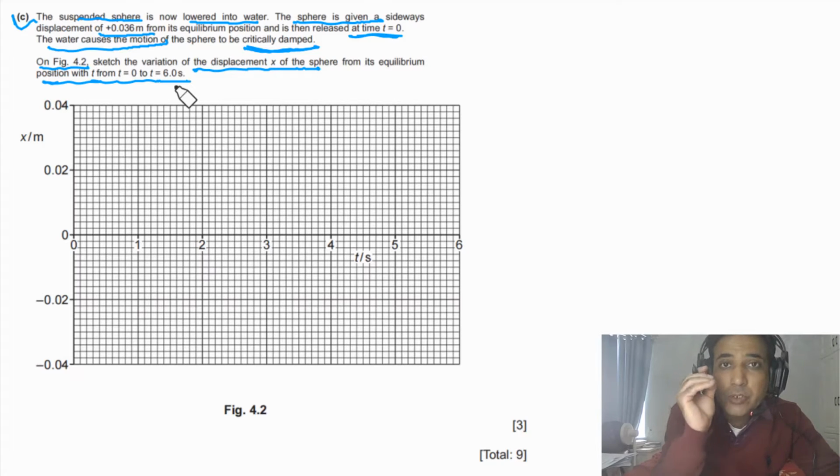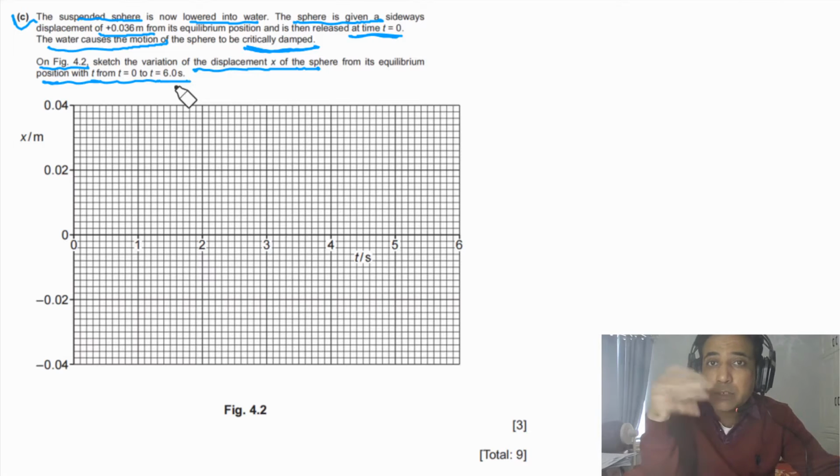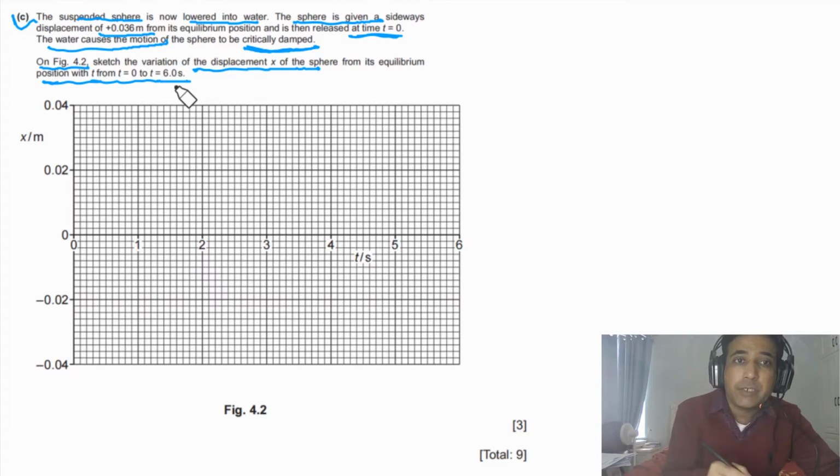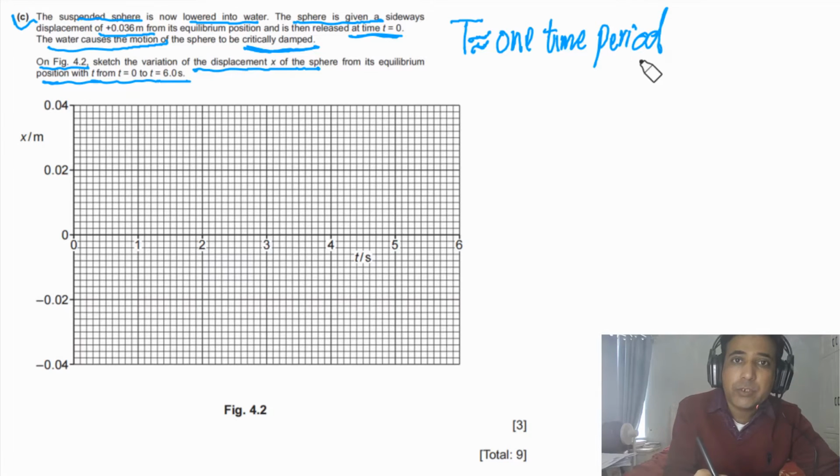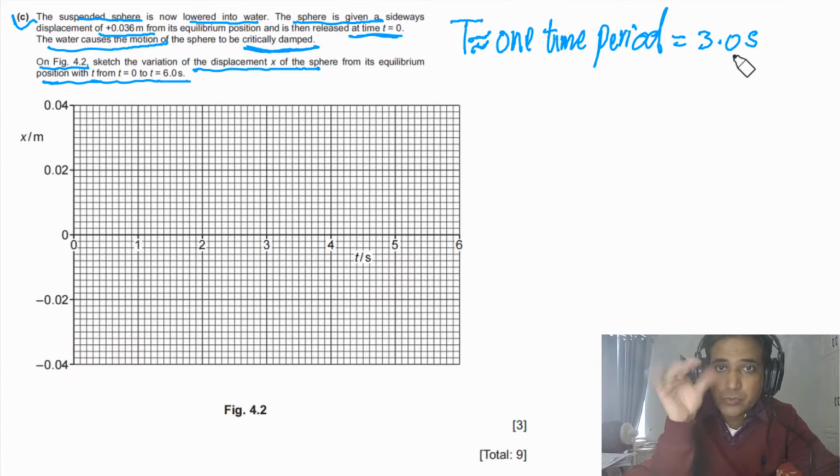Now the key point is that we need to understand, when oscillations are critically damped, what is the time taken? Time taken is about equal to one time period. This is the key concept. And in this case, we have already discussed that the time period is equal to 3.0 seconds, and this is given to you in the question.